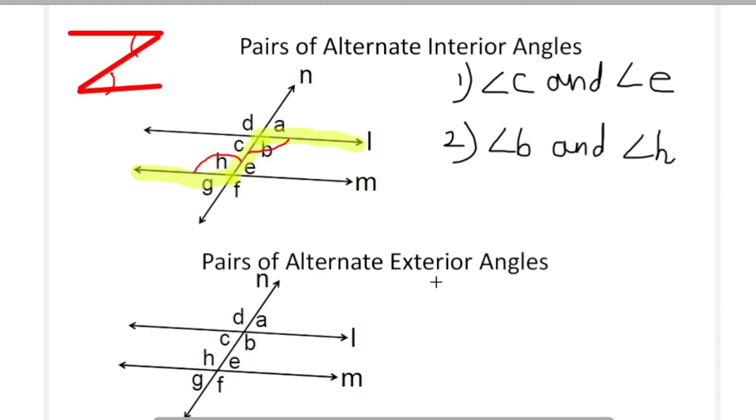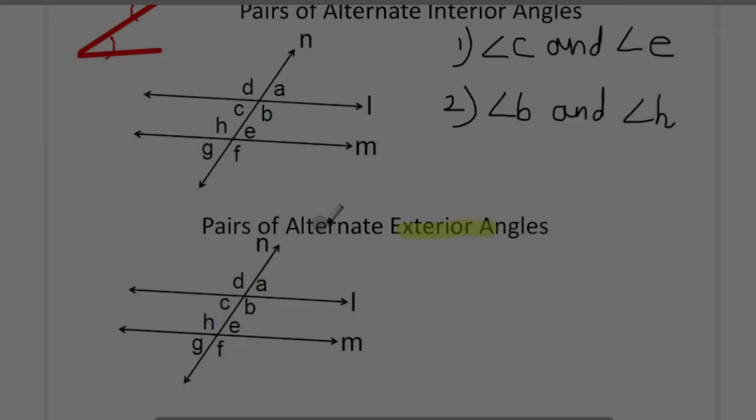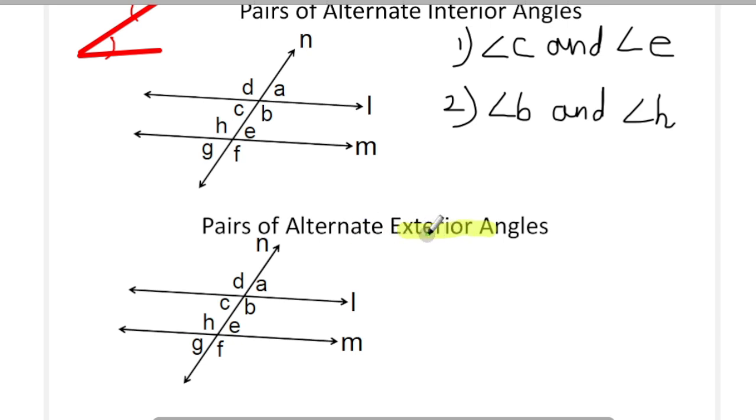Now we will see alternate exterior angles. Exterior means outside, outside the parallel lines. Here also we have to remember the shape of the alphabet Z. But the alternate exterior angles will be outside the two lines. The difference in alternate exterior angles is that they will be on the outside of the Z. I will show with an example.